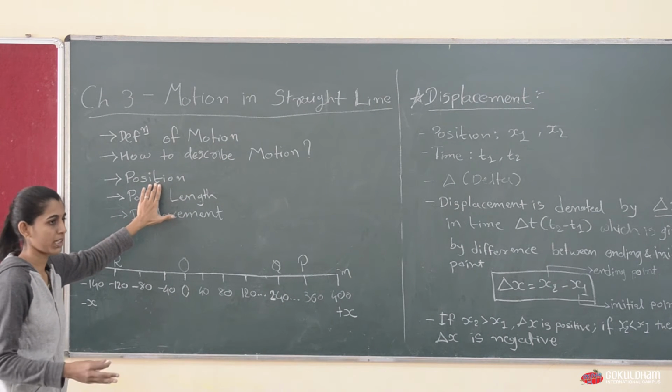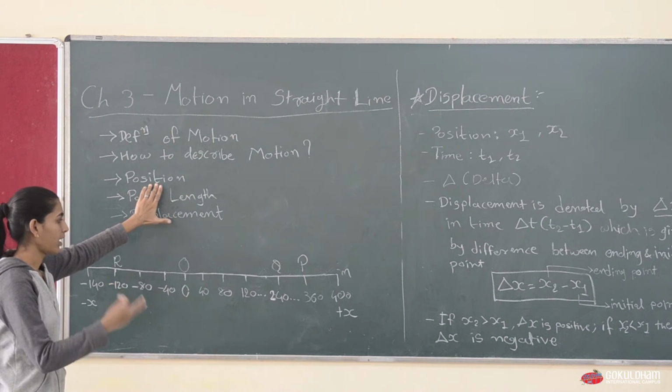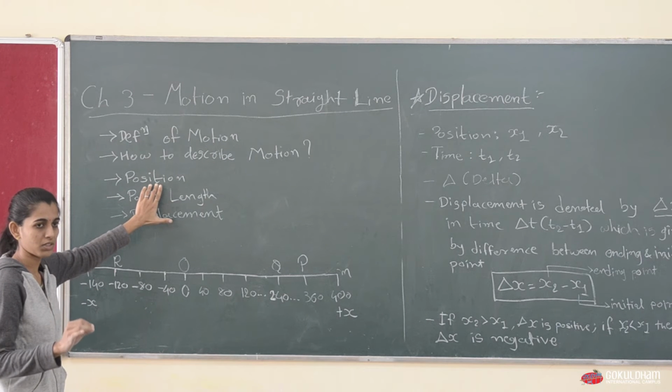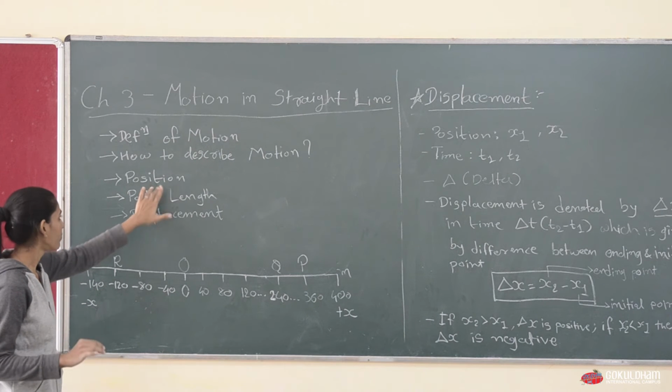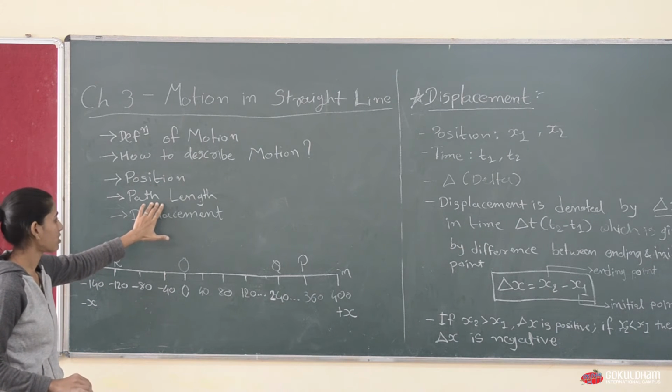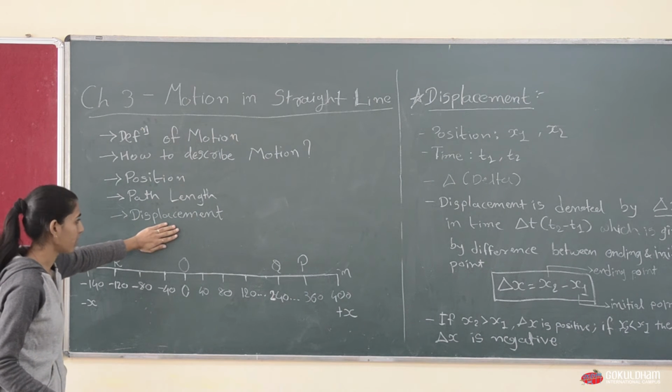Position of an object: the starting point, the ending point, the particular position where the object is at rest. Path length means the distance covered by the object. Now, we will see displacement.